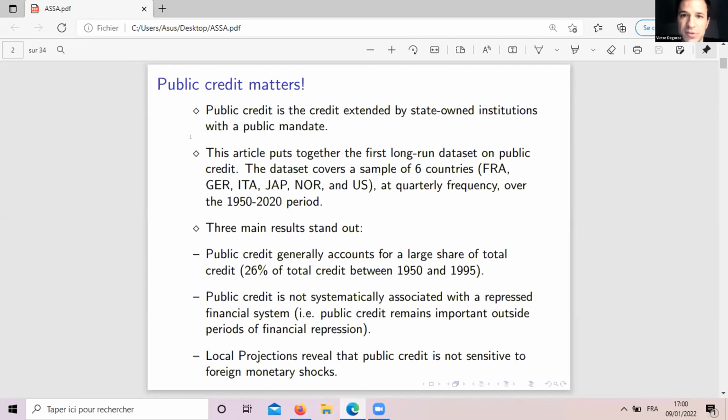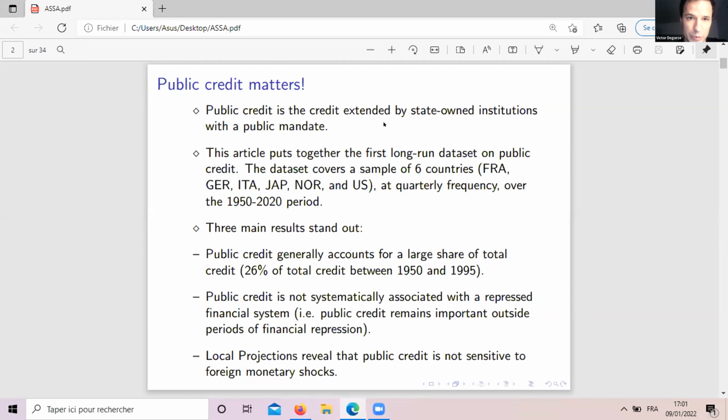So there are two important things here. First, these institutions are owned by the state. Second, they have a public mandate, meaning that they're basically policy tools used by the state. I will come back to this in a minute and be more precise so we can clarify what public financial intermediaries are and how I identify them.